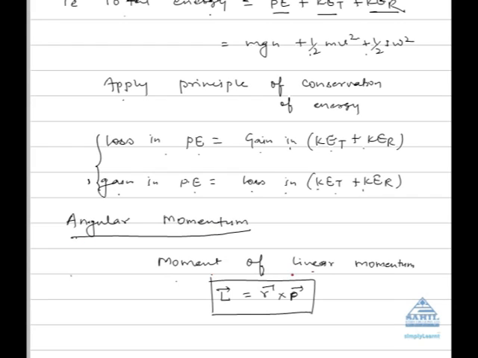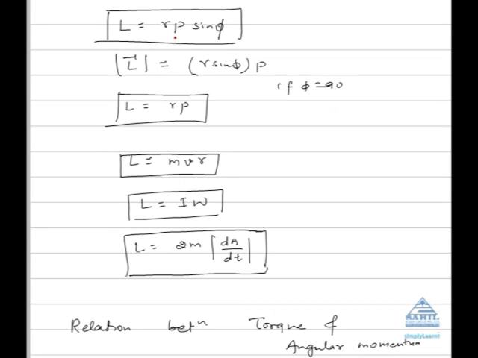Now, angular momentum. Moment of linear momentum is called angular momentum, that is L is equal to R cross P, which means the direction of angular momentum is perpendicular to the plane containing R and P. L is equal to RP sin phi, or L is equal to R sin phi into P, or we have to say perpendicular distance into linear momentum. If phi is equal to 90 degrees, L is equal to R into P. L is also given as mv into R, or L is equal to I into omega. These are the various forms of the angular momentum.